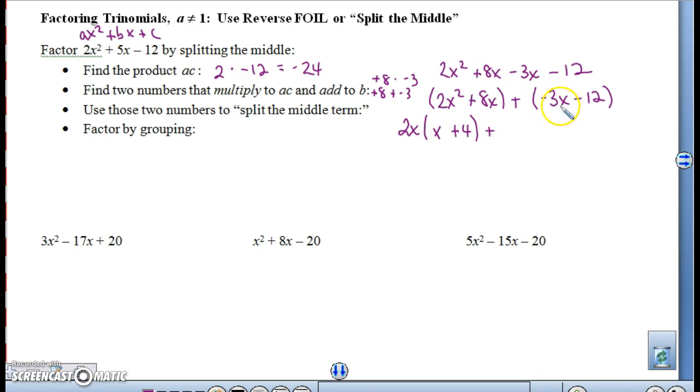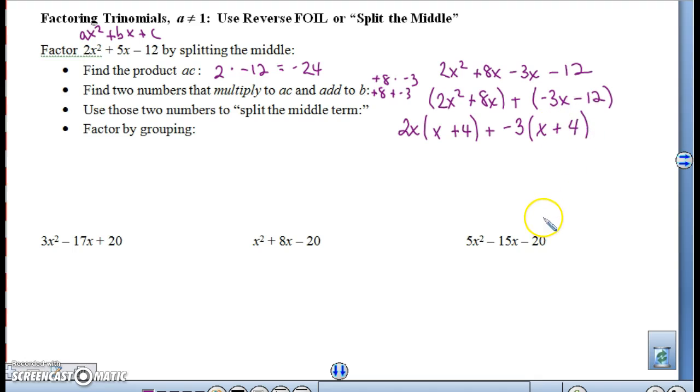Now over here, we have negative 3x minus 12. The greatest common factor of this, I'm actually going to factor out negative 3. And when I divide it, watch your signs. Negative 3x divided by negative 3 is x. Negative 12 divided by negative 3 is 4, x plus 4.